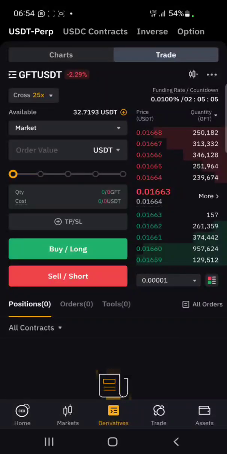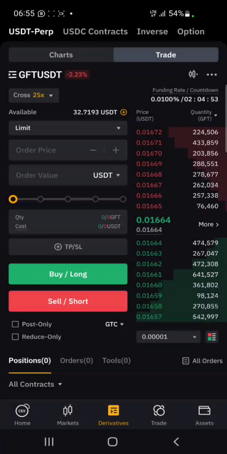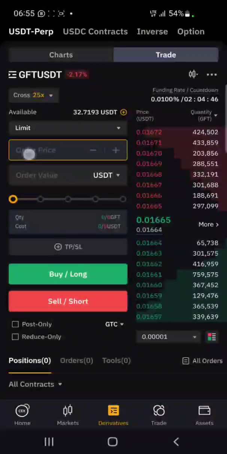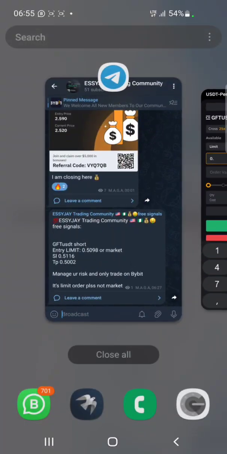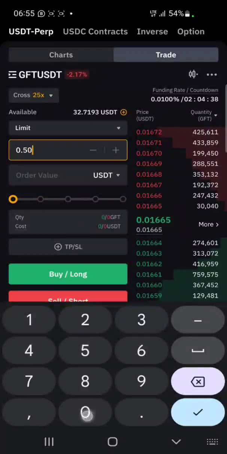Now you want to trade in limit order. You have 5 things here, but what we are concerned with is limit or market order. So let's click on limit order. When you click on limit order, what is the entry price? 0.5098, right? 0.5098, which is in limit order.